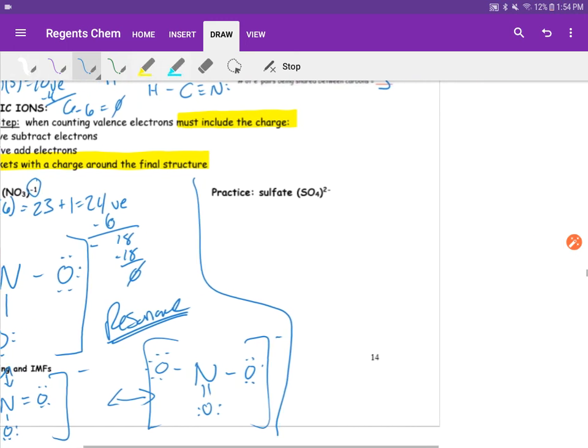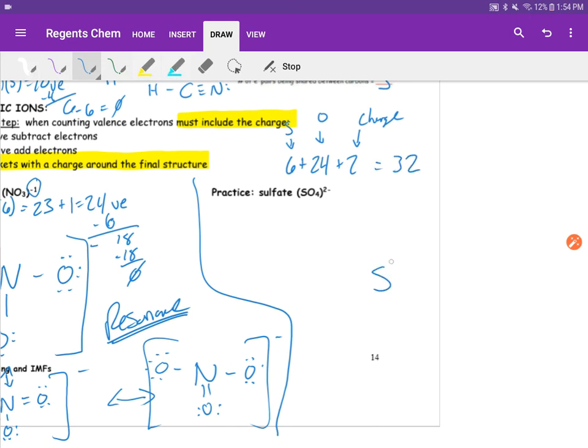All right, you guys pause the video and try sulfate on your own. All right, so here we go. I've got 6 electrons from sulfur. I've got 24 from oxygen. And then this is from my charge. So this is from oxygen, this is from sulfur, and then the last one is the charge. So I have a total of 32 electrons.